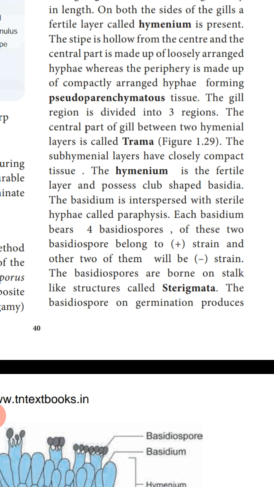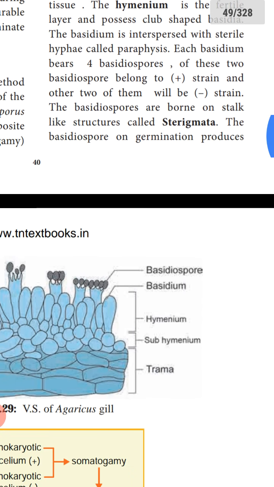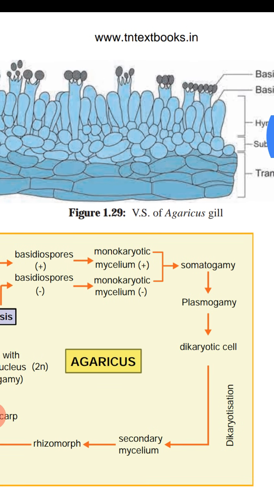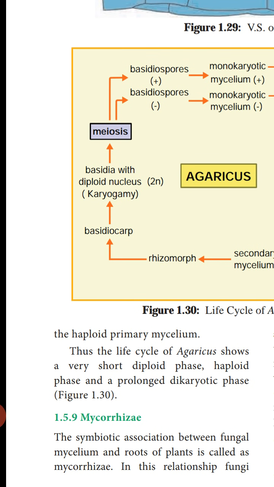The basidiospores are borne on stalk-like structures called the sterigmata. So here you can see in this diagram, above the basidium, the grey colored basidiospores are present, and these basidiospores are attached to the basidium with the help of a small stalk. That stalk is called the sterigmata. On germination, the basidiospores produce the haploid primary mycelium.